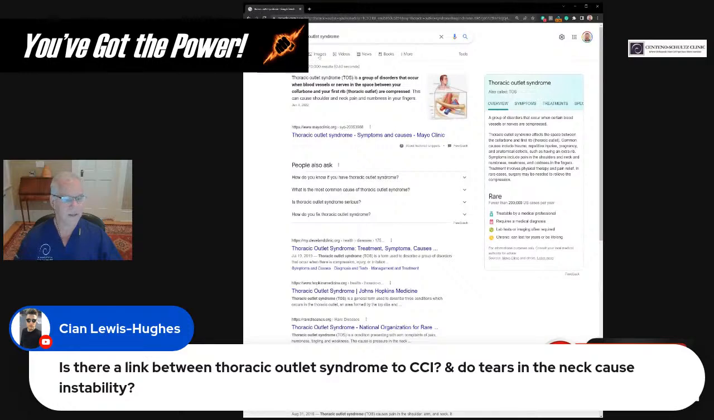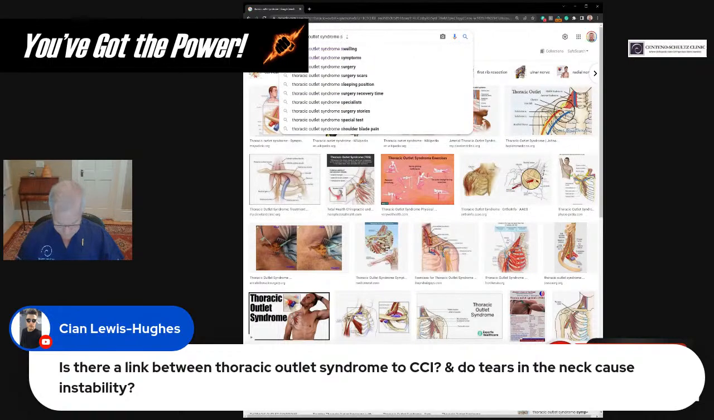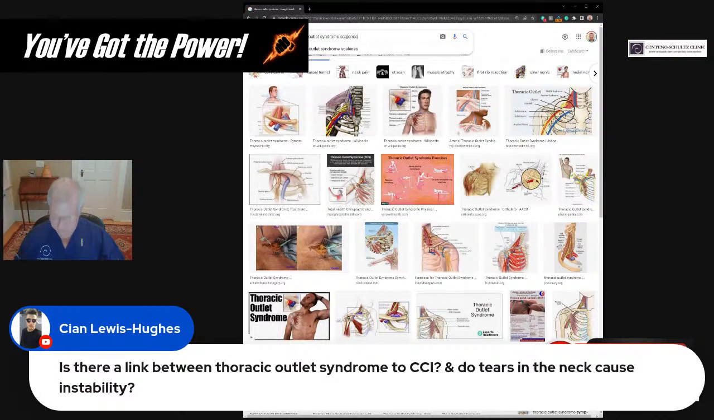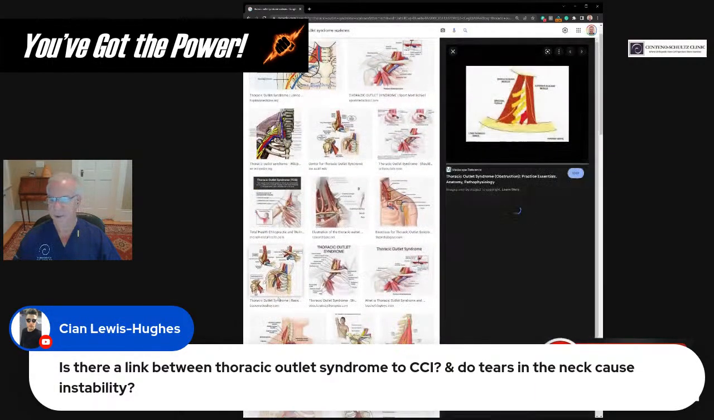Let's see if we can find some nice pictures here that will give us an idea of what we're talking about here. Let's pull up some ones focused on scalenes. So the scalene muscles, this might be better.